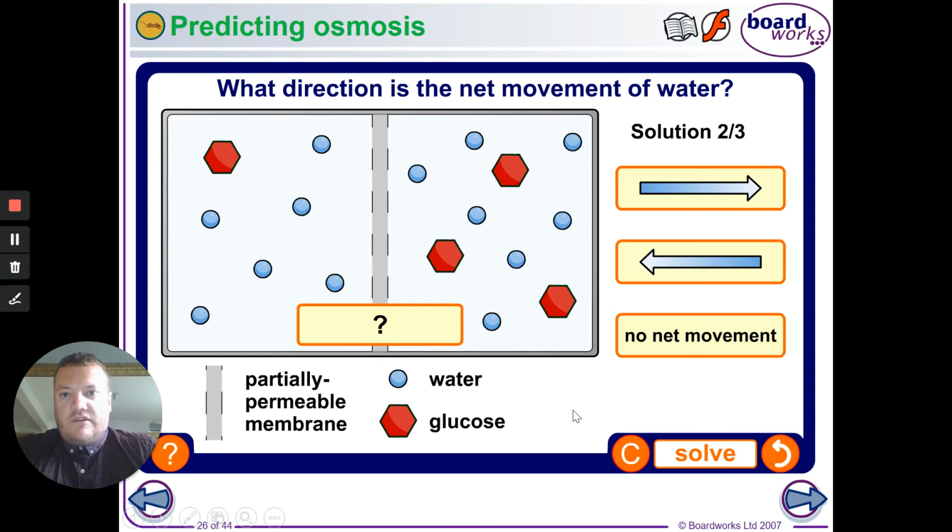What about this one? I'll give you a couple of seconds to pause the video and decide whether it's going to go from left to right or right to left. Okay, so hopefully you had to think about that one.